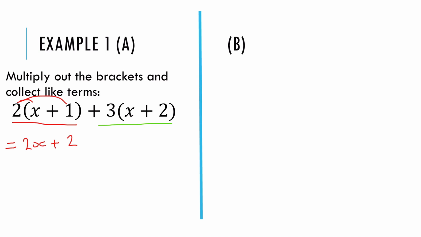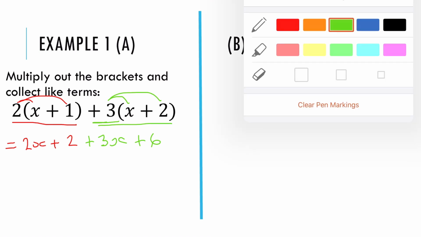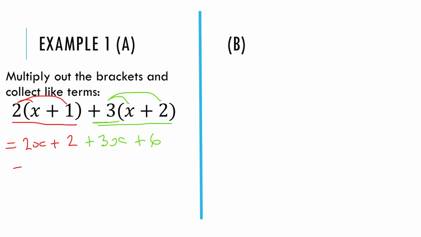Next, we must multiply the second bracket by a plus 3. Now remember, the sign in front of the 3 belongs to it. Plus 3 times positive x would give me a positive 3x. A positive 3 times a positive 2 would give me a positive 6. Now that I've finished multiplying out brackets, I can collect like terms. So I can collect 2x plus 3x, which gives me 5x. And plus 2 plus 6 gives me plus 8. So that is me finished.